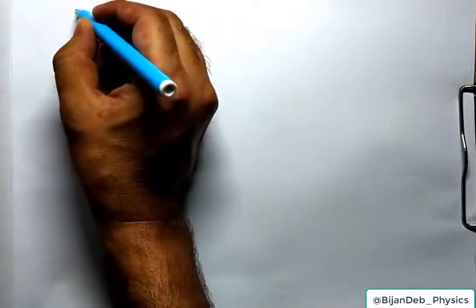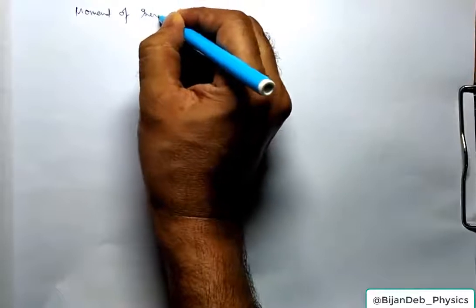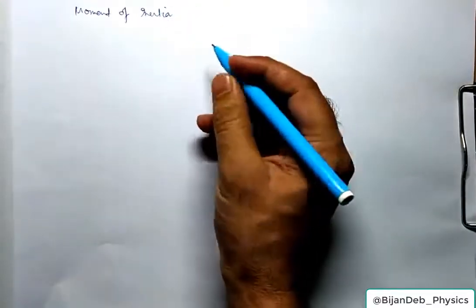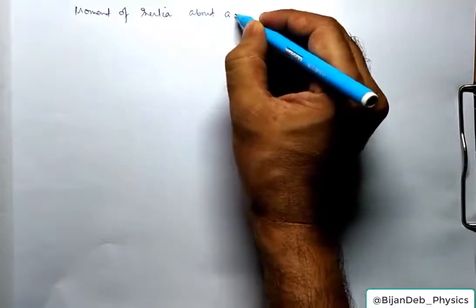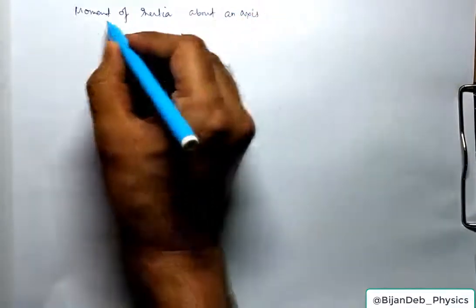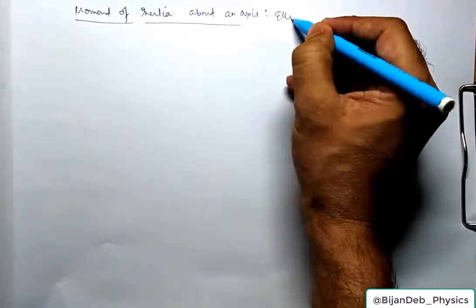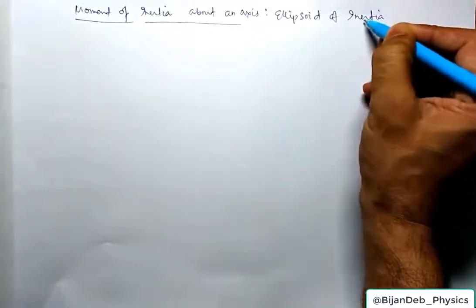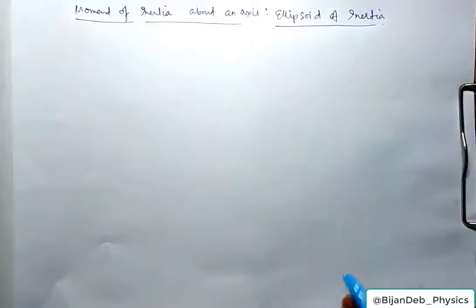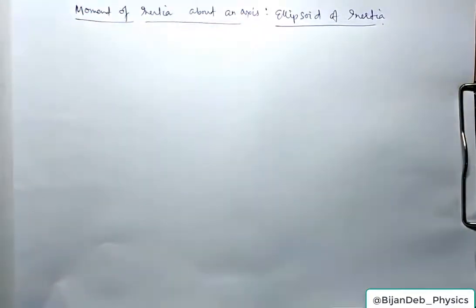Hello everyone. In this lecture we will be discussing moment of inertia about an axis for a rigid body, and we will derive a concept, or we will discuss something about the ellipsoid of inertia. Okay. This will be some algebraic calculations and geometrical calculations here.